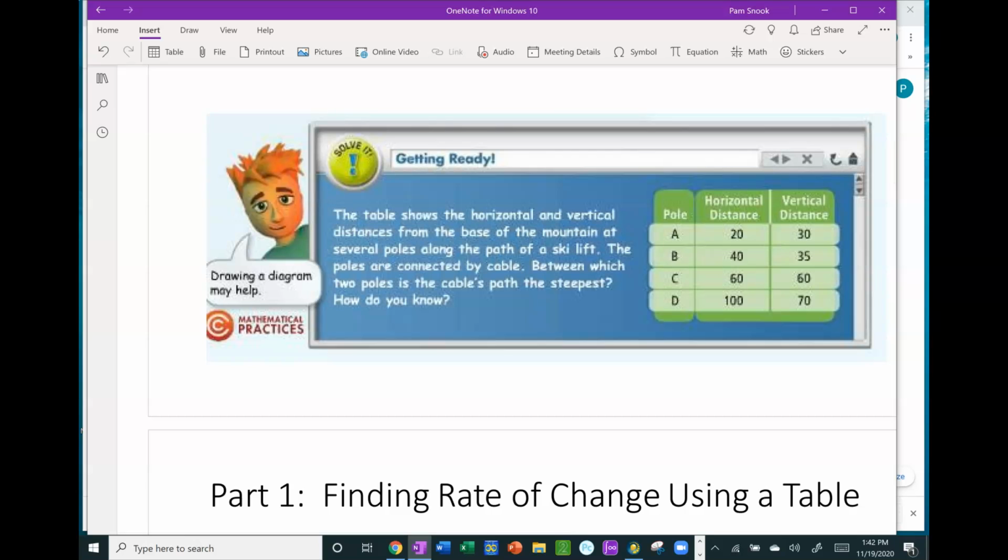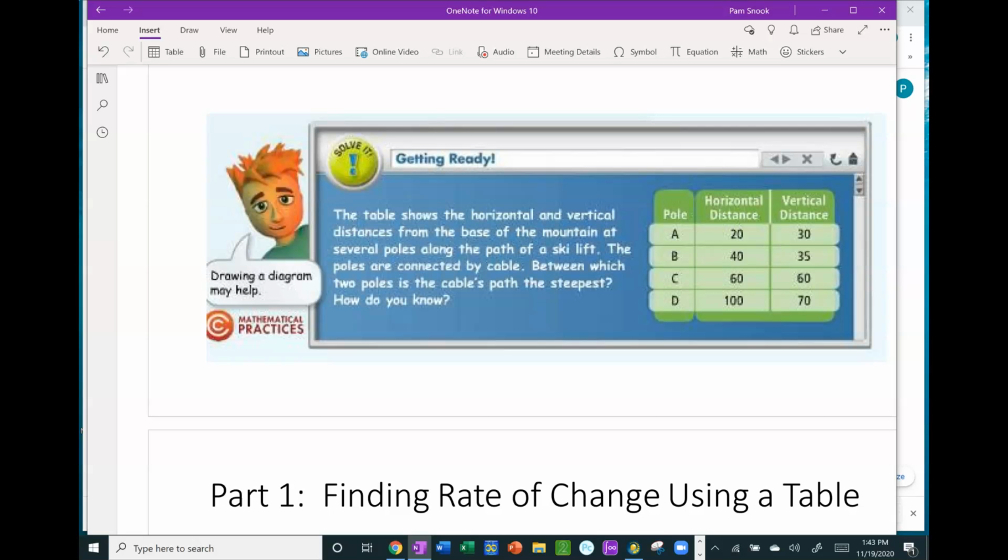So before we get started, I want to talk a little bit about what chapter 5 is about. And it's about graphing lines and writing equations of lines. And there are several ways that we can express information. In this picture here, we're showing information in a table. And what it has is 4 poles A, B, C, and D. And each pole has a distance that it goes horizontally, and then a distance it goes vertically. And you're asked to choose which 2 poles is the cable's path the steepest. And how do you know? And so we have the information here presented in a table.